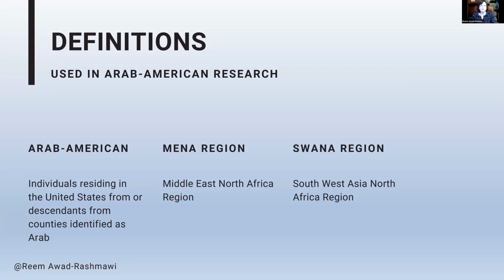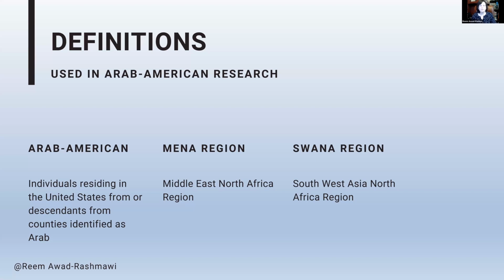So let's start with definitions. In the context of this presentation, if you're doing research on Arab Americans, we're going to be talking about individuals residing in the United States from or descendants of people from Arab identified countries. And I'll talk to you in a minute about how you don't necessarily have to consider yourself Arab to use these techniques. There may be other ethnicities or other people who are living in the same countries. You can use similar techniques for that research.